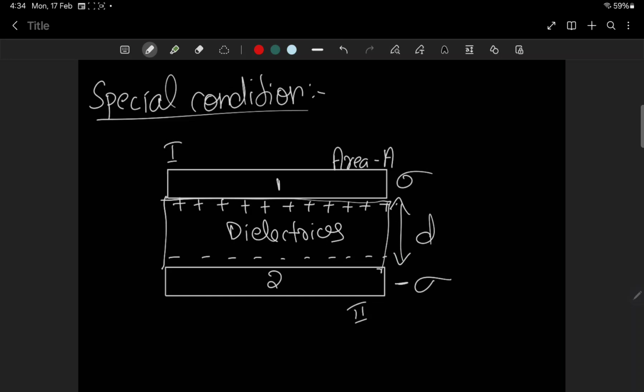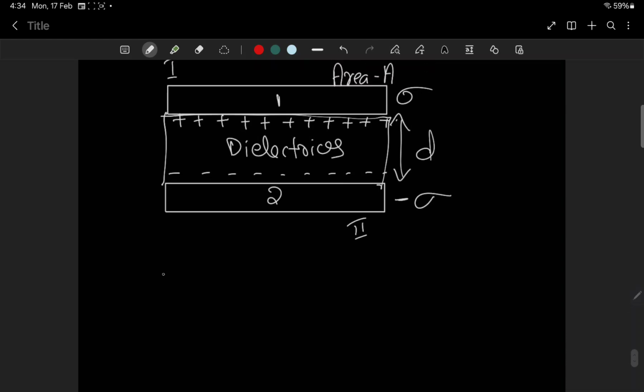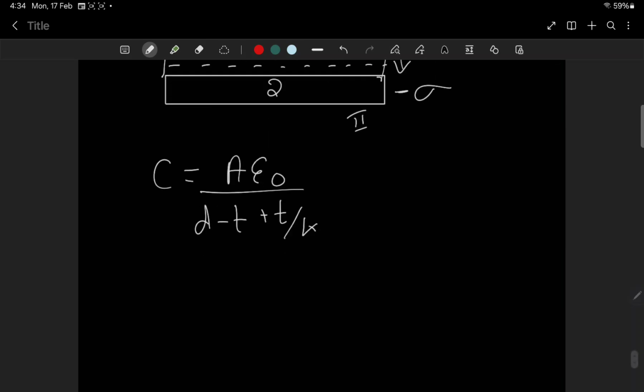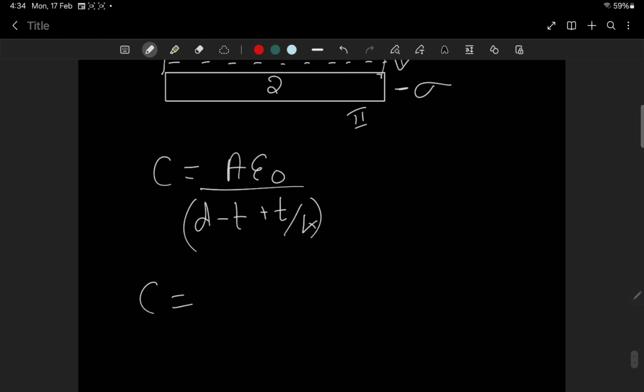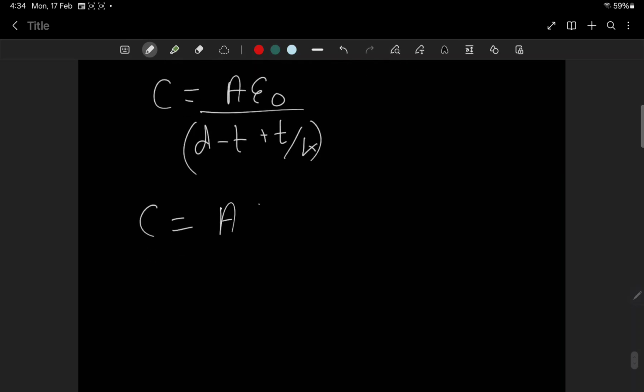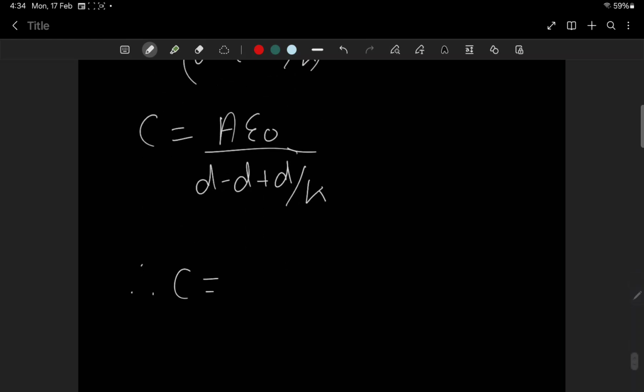So simply use the above formula itself. What is the above formula? It is to find capacitance. A epsilon 0 by D minus T plus T by K, with the dielectric equal to K. Here D and T are equal. So D minus D plus D by K. Therefore capacitance can be written as A epsilon 0 K.